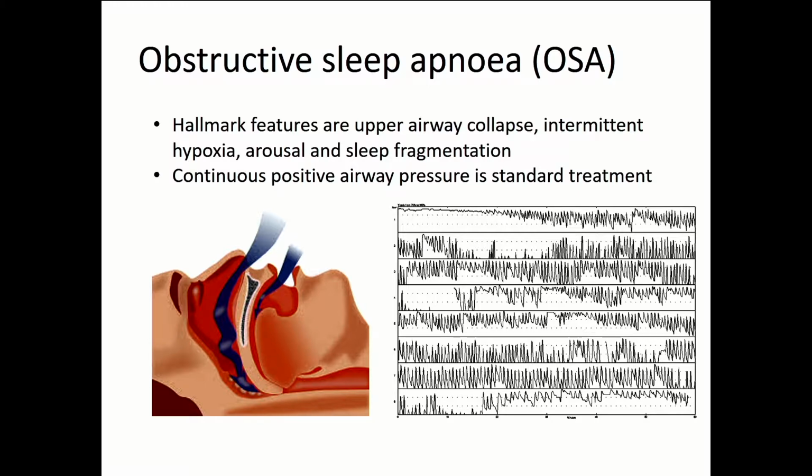In addition to this, on the right, you can see the other hallmark feature, which is intermittent hypoxia. With these recurrent episodes of airway narrowing, you get recurrent dips in the oxygen saturations. What you can see on this all-night pulse oximetry tracing are sawtooth desaturations. At the end of an apneic event, typically events end in arousal. This leads on to the other feature, which is sleep fragmentation. Typically, we treat these patients with continuous positive airways pressure to reduce daytime sleepiness.